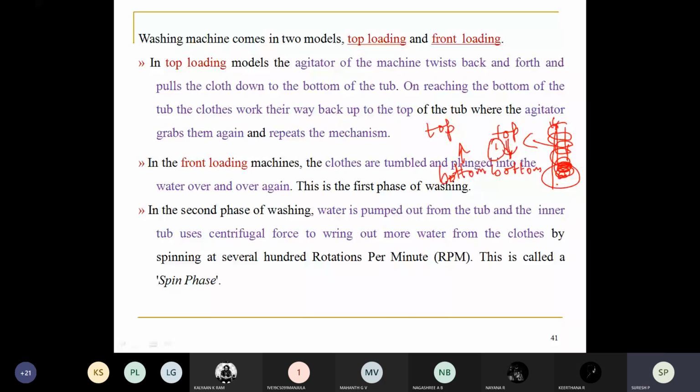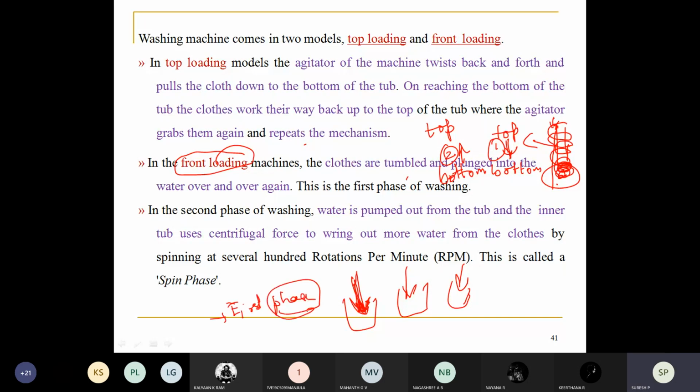But it is not the same case with how it works in your front load washing machine. In the front load washing machine, the clothes are turned and plunged into the water over and again. So this is the first phase. Simultaneously you are going to tumble it and plunge it into the water over and again. So the clothes will be tumbled and plunged into water again. This will be the first phase in your front load.